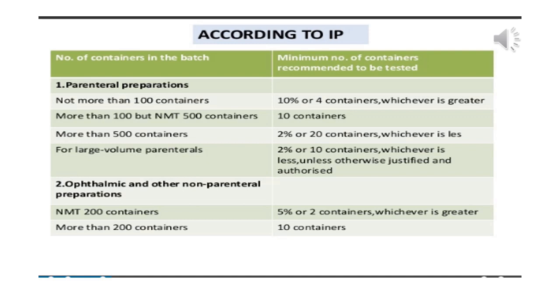Okay, now let's take another example. If your batch size is more than 100 but not more than 500 containers, somewhere between 100 to 500, in that case you have to select 10 containers out of that batch to perform your sterility testing. Okay, same way, consider an ophthalmic preparation. If you have not more than 200 containers, you are going to select 5% or 2 containers, whichever is greater.